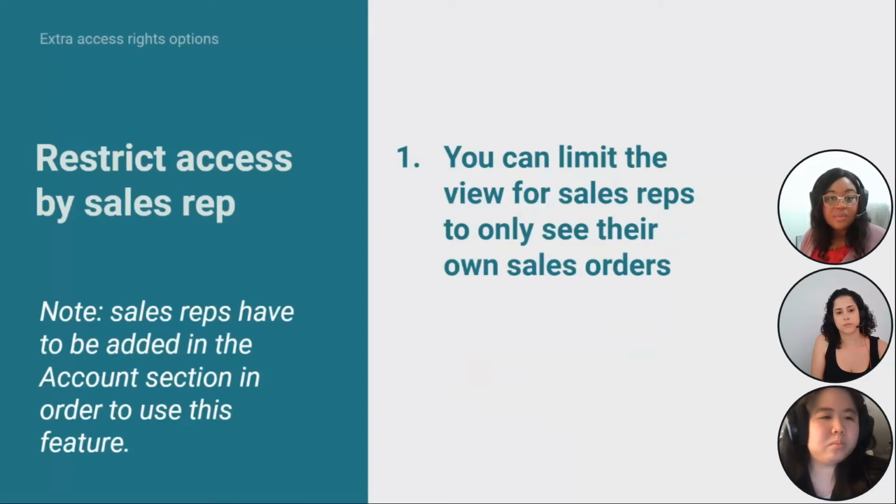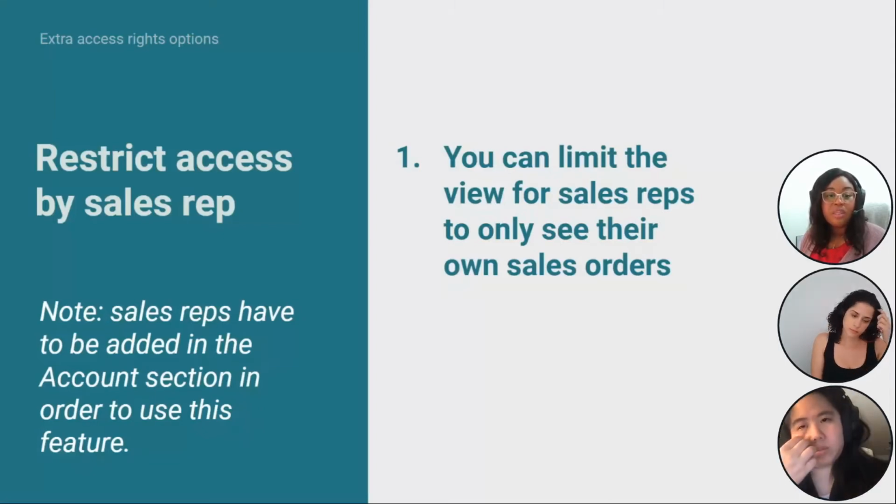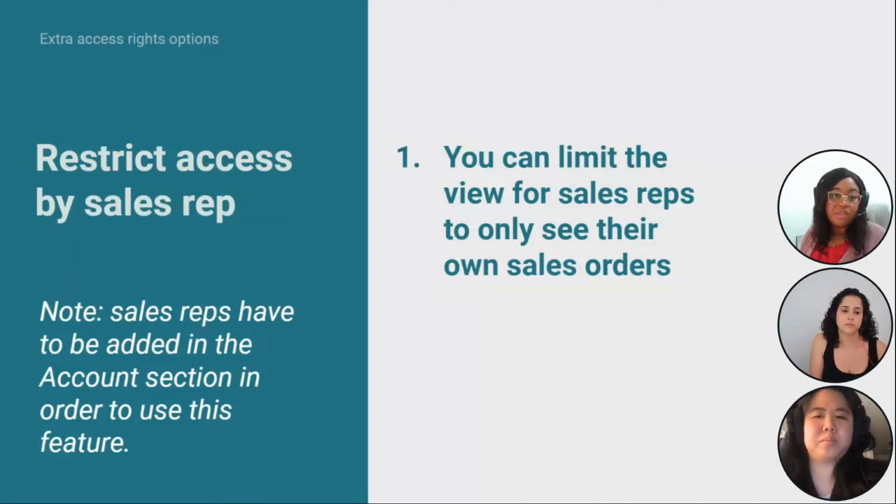Restrict access by sales rep is where you can limit the view of the sales orders to only the orders that are assigned to each sales rep. If the admin has already added sales reps into the user access rights section, then users would only have access to seeing their own assigned sales orders. This could be really helpful if you have a team where there's a lot of competitive sales, or if there's one person dispatching, it might be helpful to have each team member see only their own so they can focus on getting those sales completed.